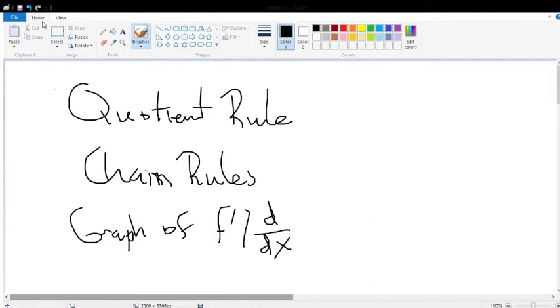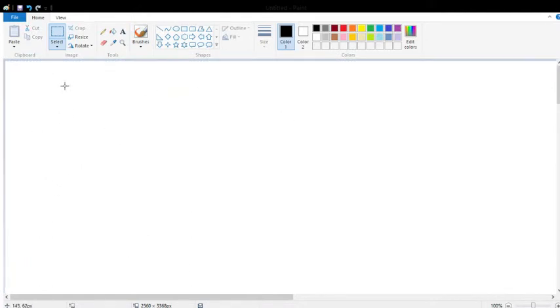Okay, so I'm not gonna prove any of these rules to you because it will take forever, especially using this tablet. So I'm just gonna go over what they are, do some examples, and hopefully you understand how to apply it. Okay, first is the quotient rule.